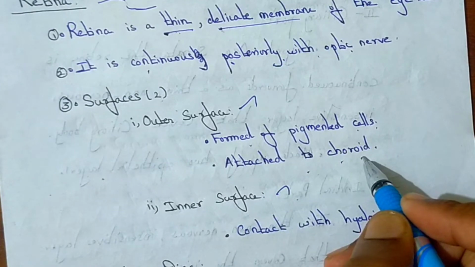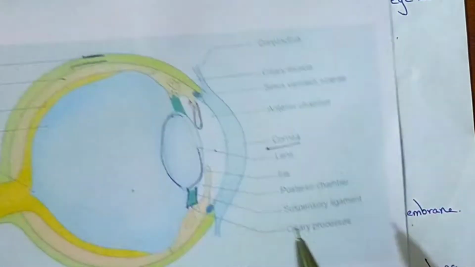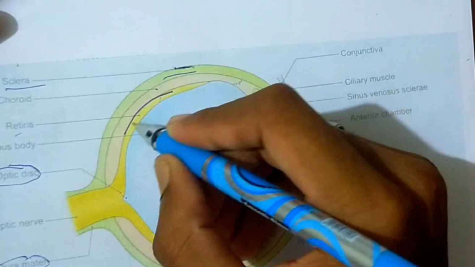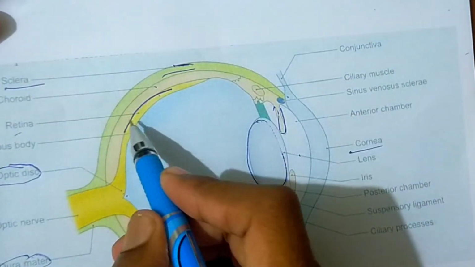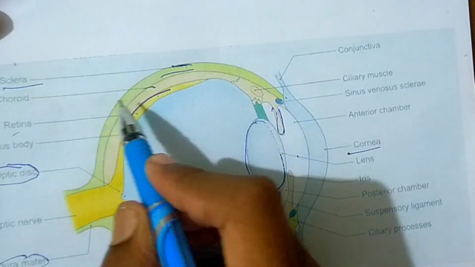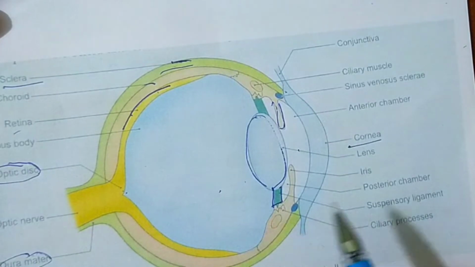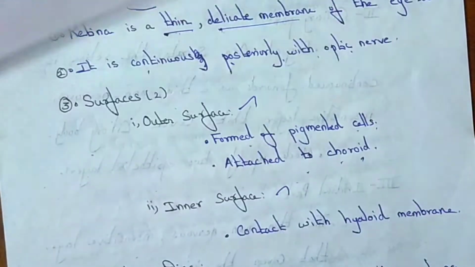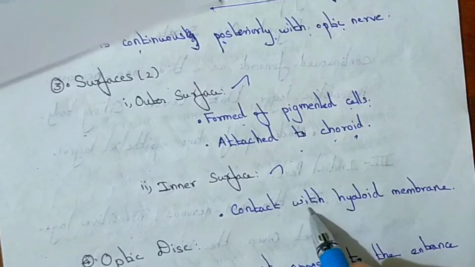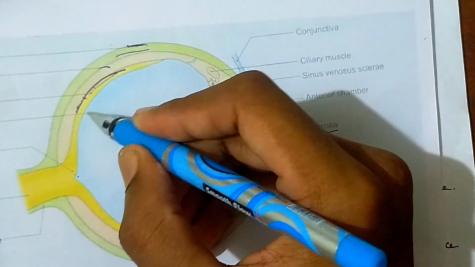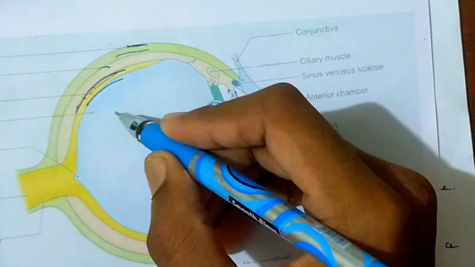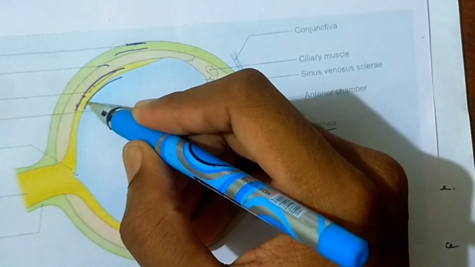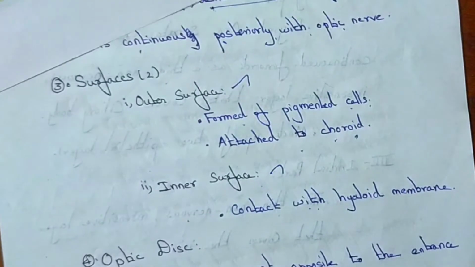Wait, let me show you this picture again. This is the outer surface of the retina, which is formed of pigmented cells and which is attached to the choroid. See, usually the retina has 10 layers. The outer first layer is called the outer pigmented layer. Got it? Attached to the choroid, and the inner surface is in contact with the hyaloid membrane. This is the inner surface of the retina, in contact with the vitreous body, which has vitreous fluid in it, and it is lined by a hyaloid membrane.